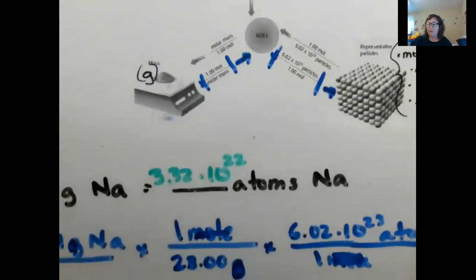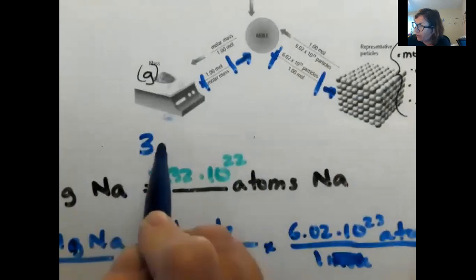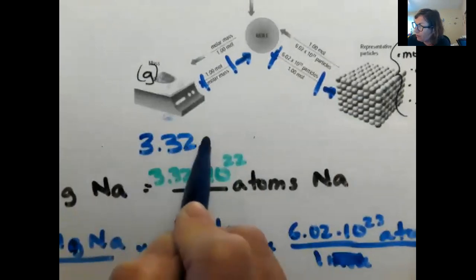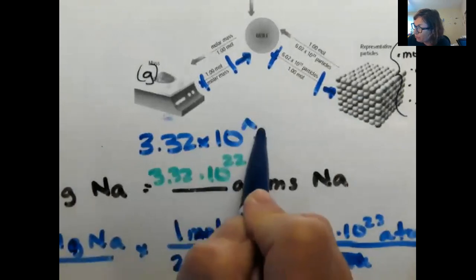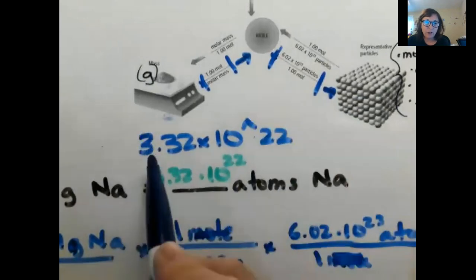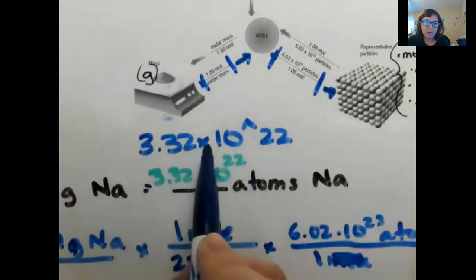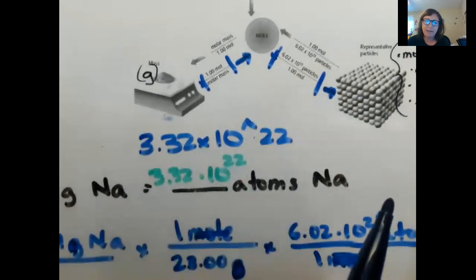Okay, now if I were putting this into Schoology, I would write it like this, because I don't think you can do superscripts. You can write it 3.32 times 10 caret 22nd. That works. Okay, so 3.32 space times space 10 caret 22nd. That's how I'd write it in Schoology if you have to write these out.